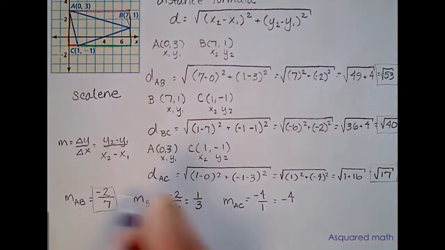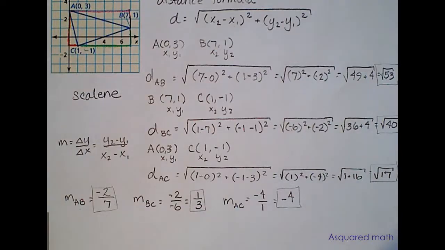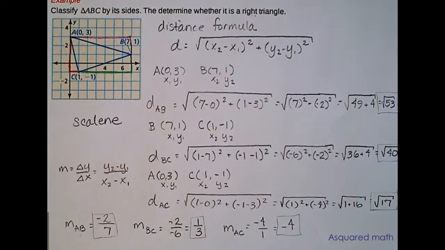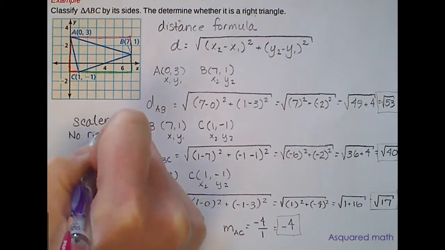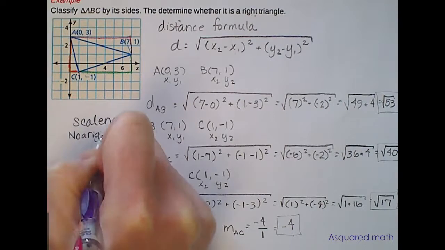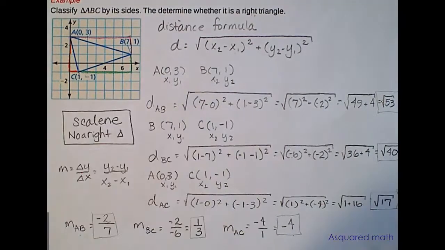Looking at these three slopes, are any of them opposite reciprocals? The answer to that is no. So they're not opposite reciprocals, therefore this is not a right triangle, because you would need opposite reciprocals to get that 90-degree angle. So not right. Not a right triangle. That would be our final answer.